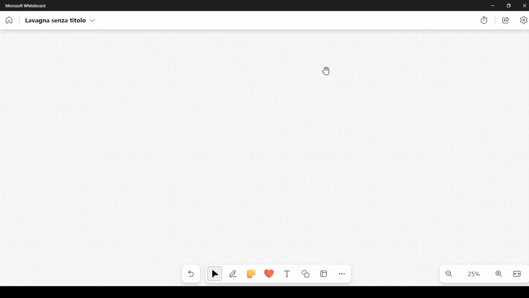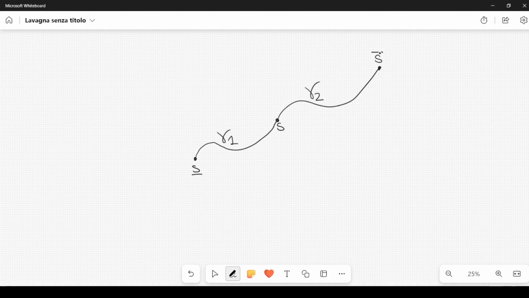Now that we have the concept of holonomy, I want to introduce a simple property of the holonomy itself. Let's consider two curves that join at a certain point S. Here we have the curve gamma 1, which starts at the point S underlined, and as we move along this curve, we reach the point S. Then starting from the point S, we have another curve that we can call gamma 2, and it goes all the way up to the point S overlined.